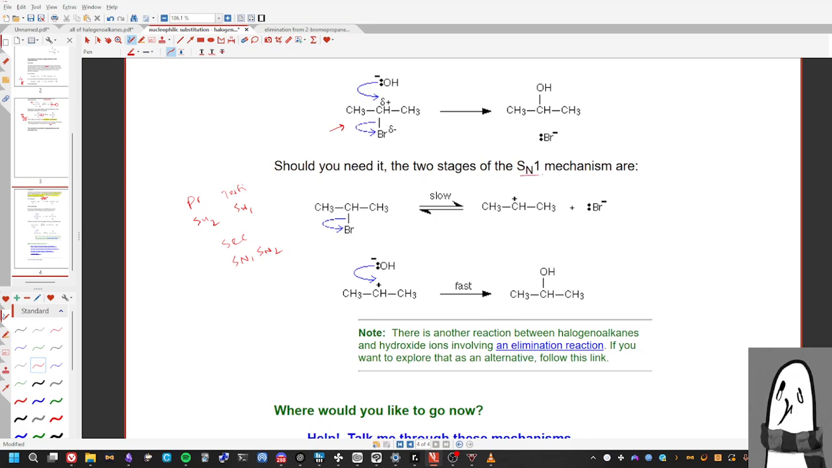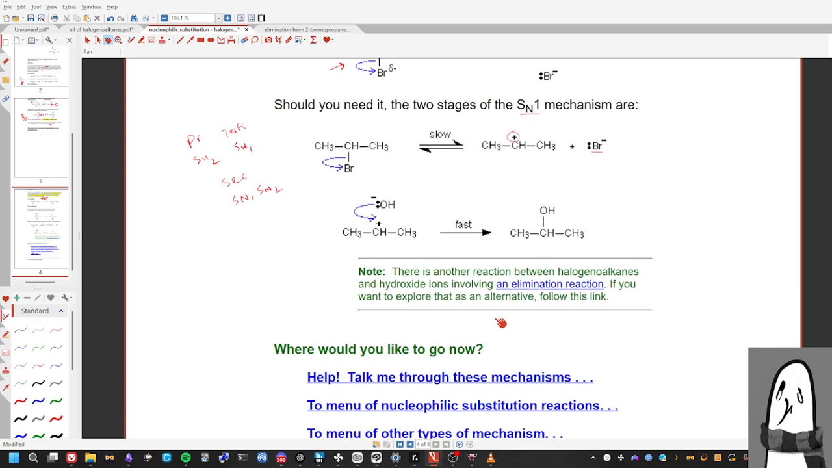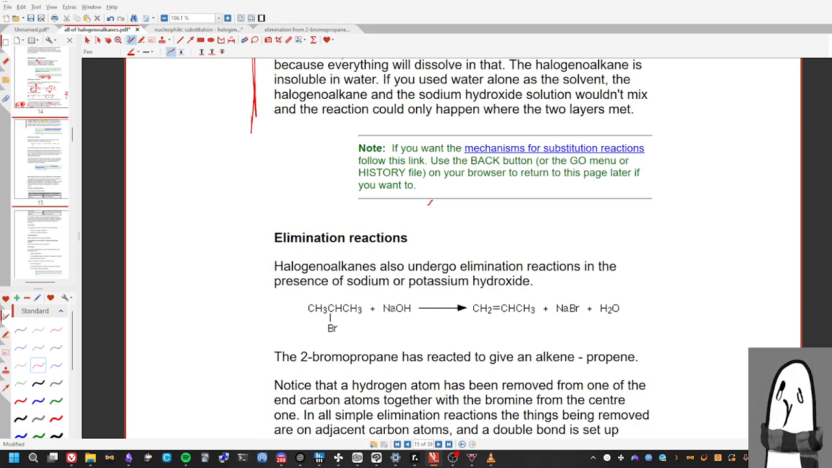So the SN1 mechanism would be, again, your Br leaves first, and you have your positive charge and your negative, and then OH comes in and you get your product. Now there's another reaction involving halogenoalkanes and hydroxide ions, an elimination reaction. So yes, we need to go through that as well. However, let's continue a bit.